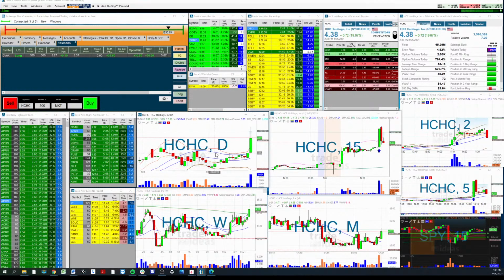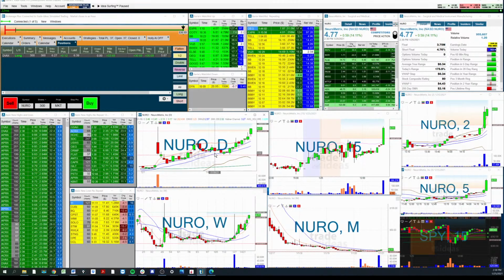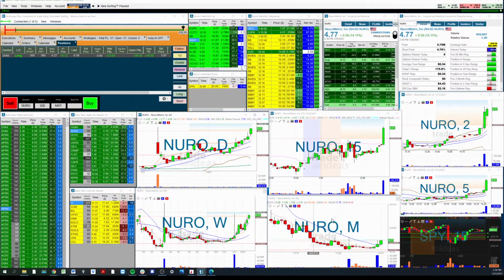Neuro, N-U-R-O, okay. Low float, crazy low floater. Look at DVAX. So the high is 490 last month. I guess if it can clear that, it definitely has some room.